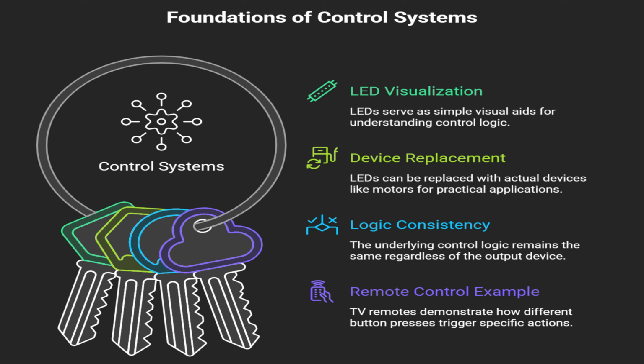Real-world example, think about your TV remote. When you press the power button, the TV turns on. When you press volume up, the volume increases. When you press channel up, the channel changes. Every button sends a different command, and the microcontroller receives that command and decides what action to perform. This is very similar to what we are doing today. Each button represents a different choice, and the program performs a different action depending on that choice.